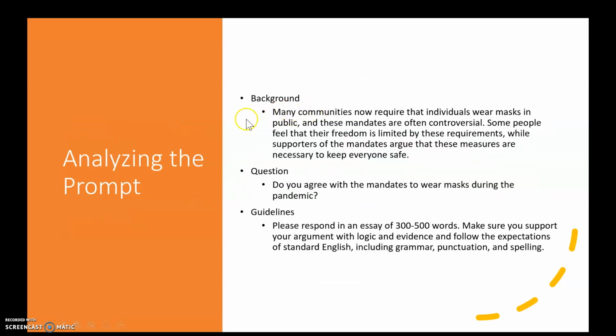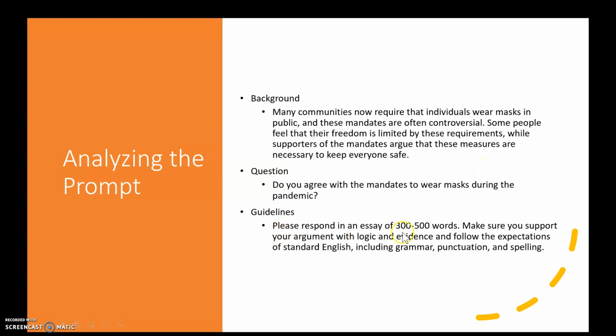So your background is this first part where the instructor is putting forth the situation and both sides of it. So many communities now require that individuals wear masks in public, and these mandates are often controversial. Some people feel that their freedom is limited by these requirements, while supporters of the mandates argue that these measures are necessary to keep everyone safe. All of that is background. But I wouldn't just skim over it because it can give you ideas on how to form your argument. The actual question, the thing that you're going to be answering, is this right here.